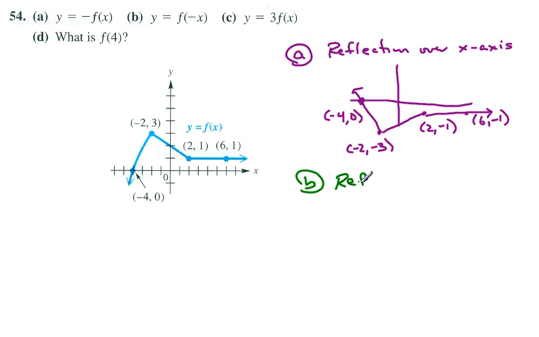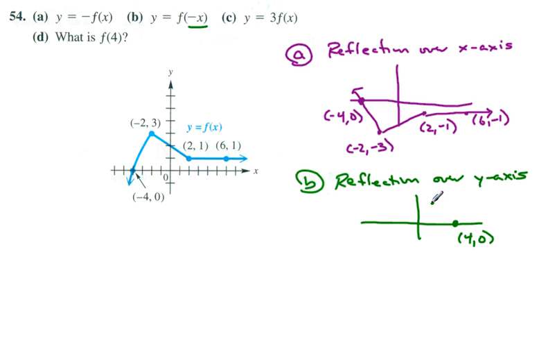We're going to do the reflection over the y-axis. In this case, what we're doing is we're changing the sign of x. So now my points go like this. That negative 4, 0 becomes 4, 0. That negative 2, 3 becomes 2, 3.